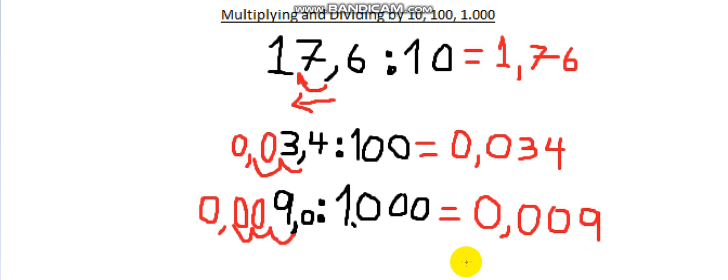And that's how we multiply and divide by 10, 100, or 1,000.